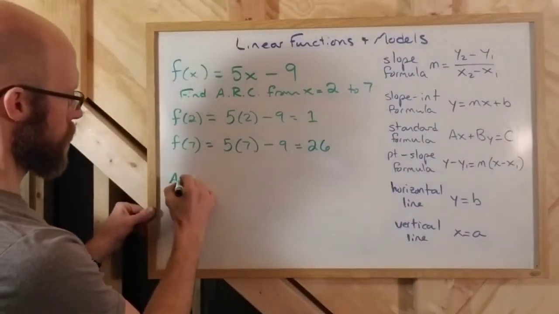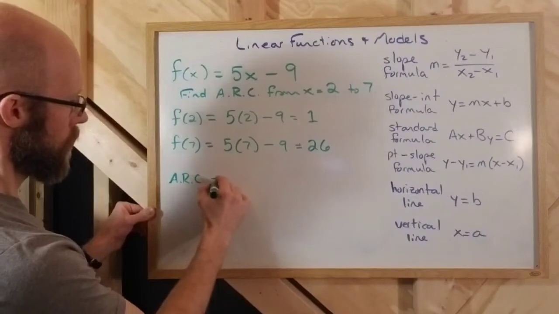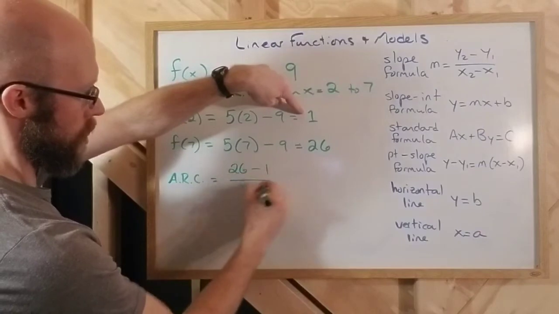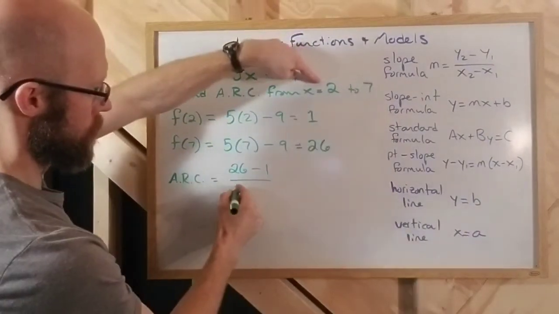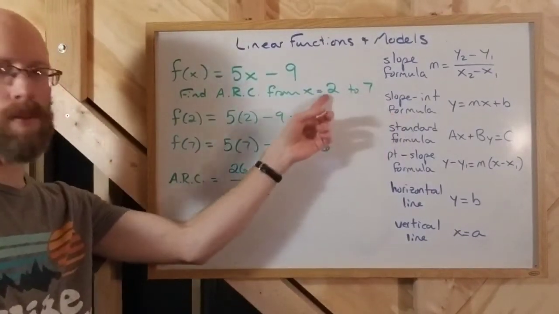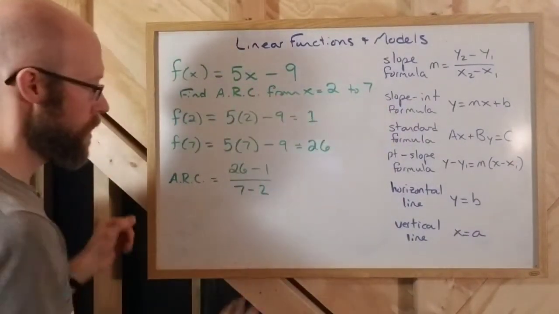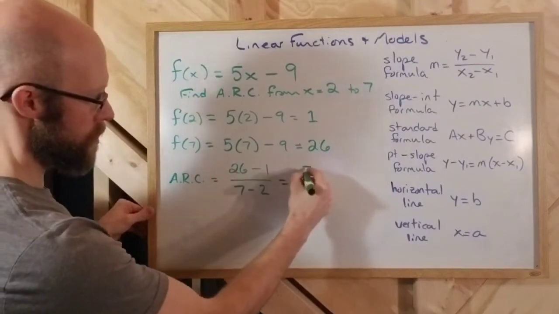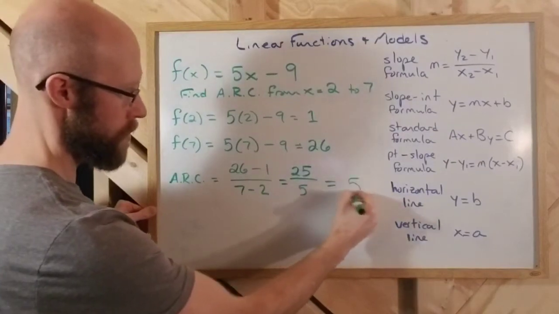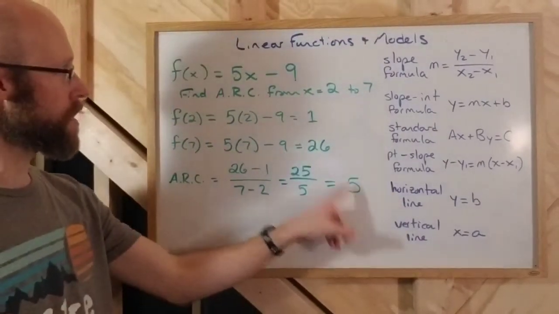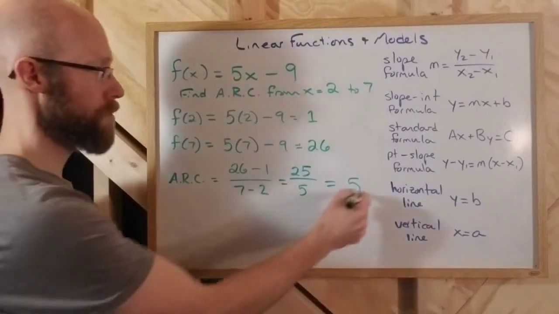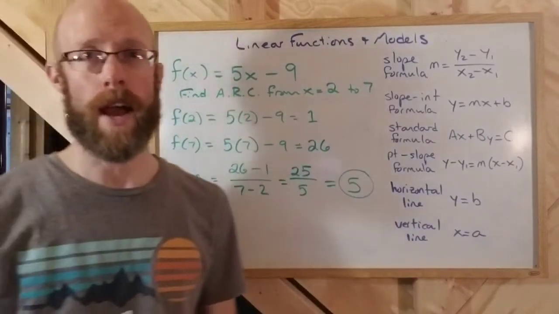Then the average rate of change is going to be the change in the outputs, 26 minus 1, over the change in the inputs, 7 minus 2. Using the second one first and the first one second, so final minus initial. What you end up with is 25 over 5, which reduces to 5. The average rate of change is 5, which should match the slope in the original function. So there's your average rate of change.